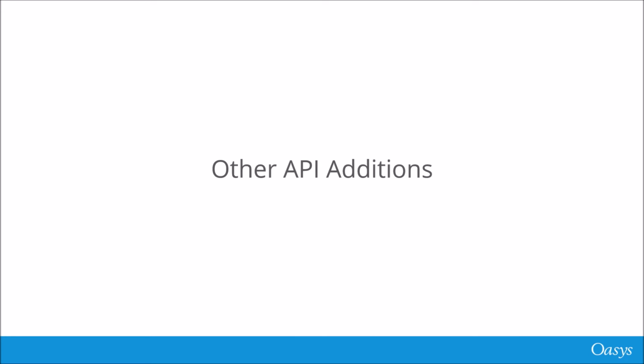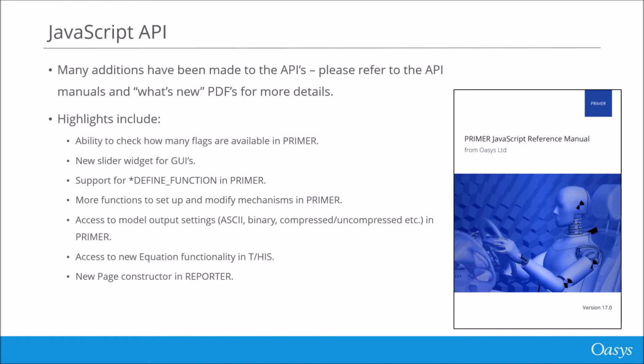So let's talk about some other additions that we've made to the APIs. I'm not going to go through all the changes we've made to the API because there are many of them. But please refer to the API manuals and the What's New PDFs for more details on what we've added. But here are some of the highlights. We've added the ability in the Primer API to check how many flags are being used, so you can make sure you have enough flags for the functionality that you're trying to add in your script.